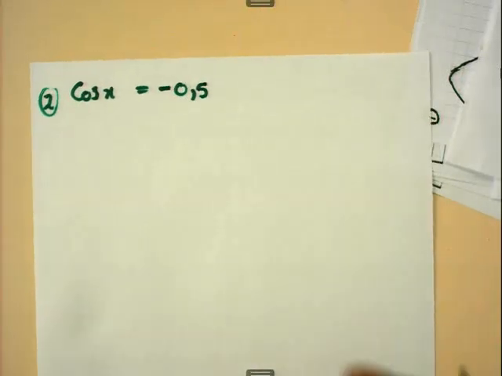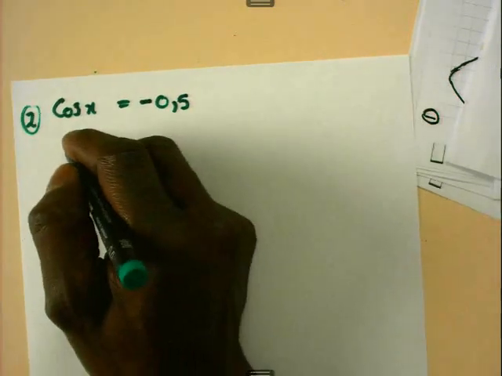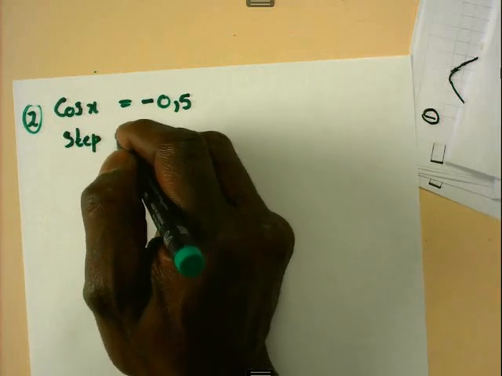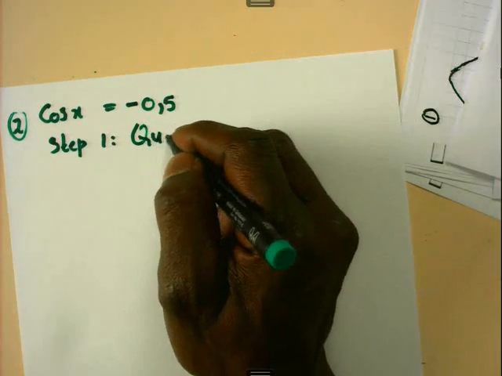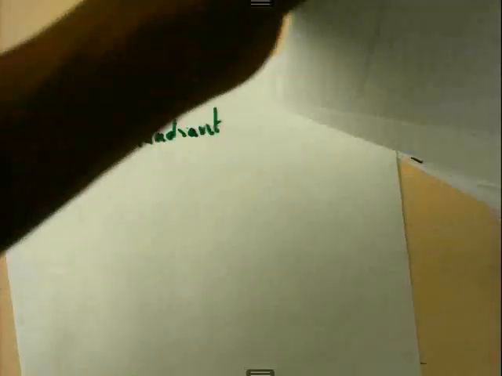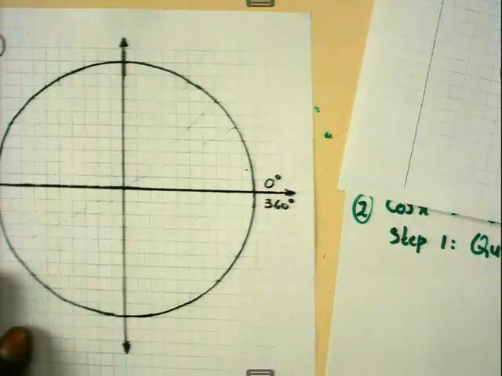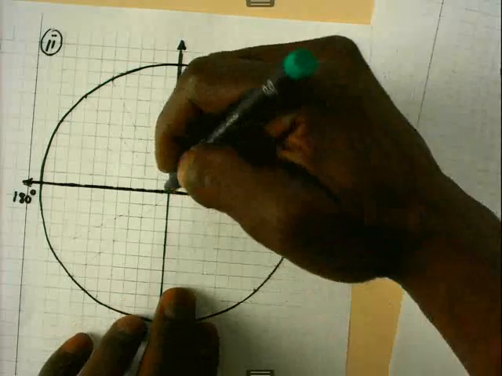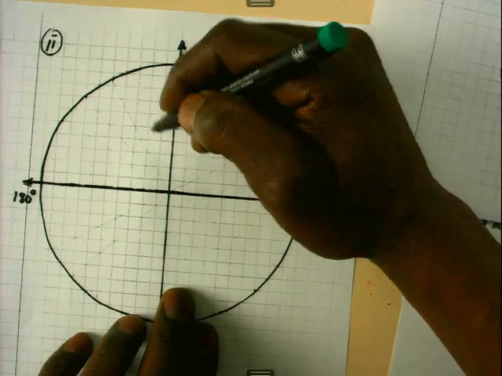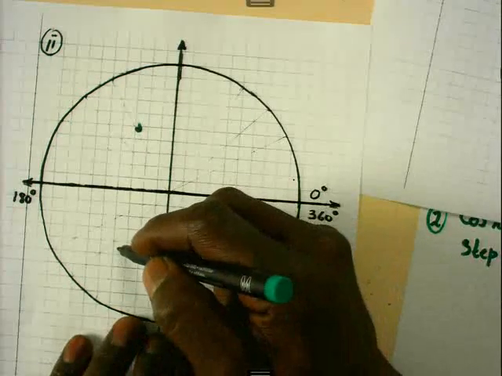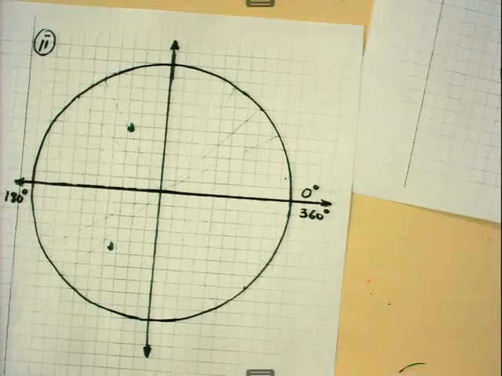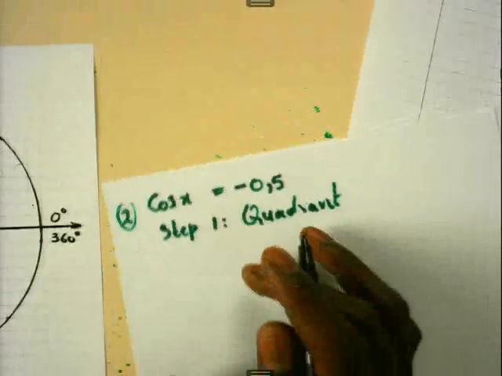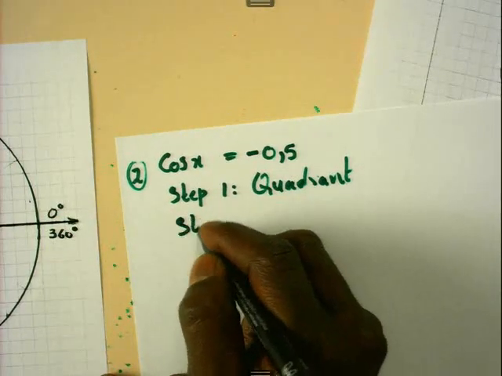We follow the same steps that we have followed before, and step 1, we said we identify the quadrant. Now, we want to identify the quadrant. Cosine is negative in the second and the third quadrant. So we have identified the quadrant. Now we go to step number 2.